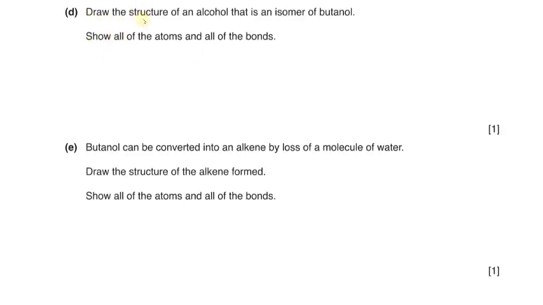Look at these two questions. They're saying draw the structure of an alcohol that is an isomer of butanol. Butanol is a 4 carbon compound. So we can make carbon like this and then OH over here and complete the valencies with the hydrogen like this. That will be the structure of an isomer of butanol.